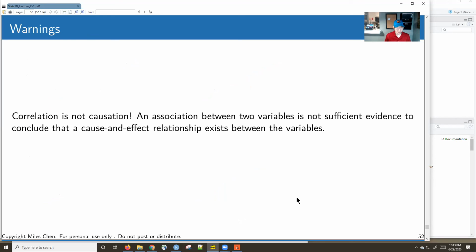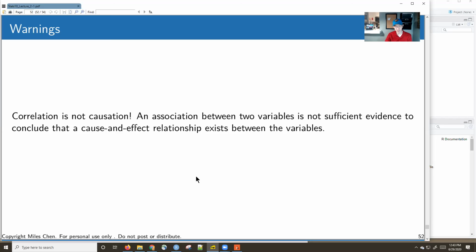Okay, other warnings. Correlation is not causation. We've talked about this, but just because two variables have an association, that is not enough to draw a cause and effect relationship. As humans, we frequently draw cause and effect conclusions. We see two things happening together, and we're very quick to make cause and effect conclusions. And again, this goes back to saying you can't do that. You cannot.